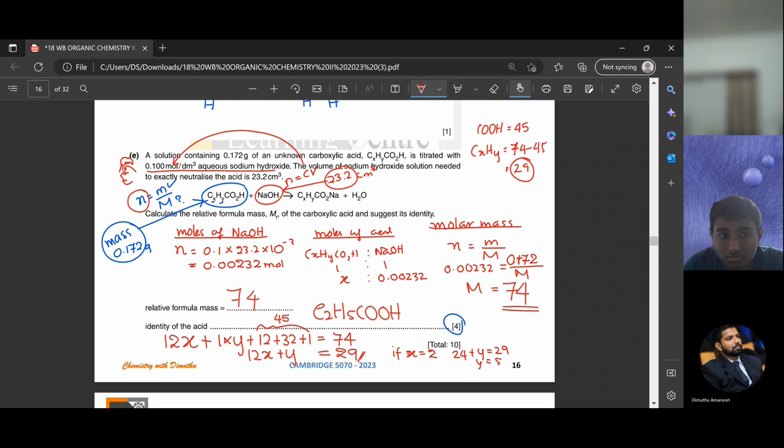There will be a test for you at the end of this organic section. After we finish alcohol, carboxylic acid and condensation polymers, there will be a test. Be ready. It's not revision. We have to do the condensation polymers also.